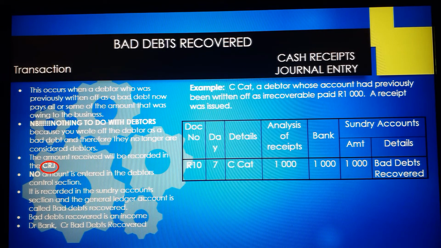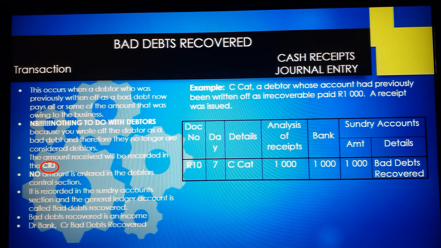So the amount that we receive is recorded in the CRJ. No amount is entered into the debtors control section of the CRJ, and we also don't enter this into the general journal. And the reason for that is because bad debts recovered is cash we are receiving, and cash received must be entered into the cash receipts journal.